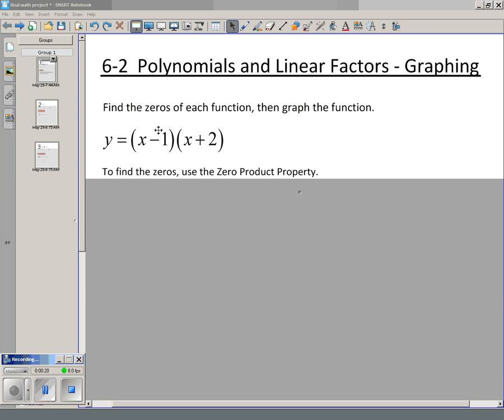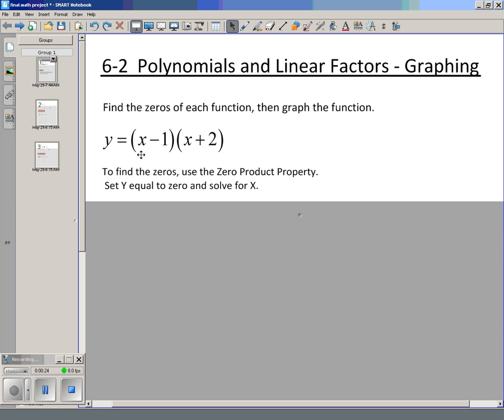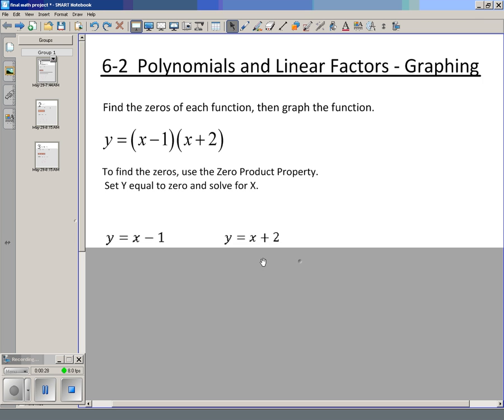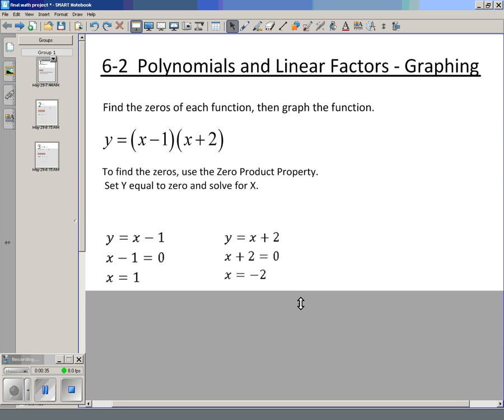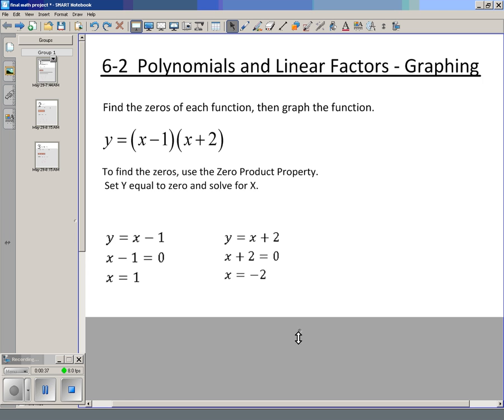When doing this, you should separate the two parts of the problem, set y equal to 0, and solve for x. Like this. The zeros of this function should be x equals 1 and x equals negative 2.